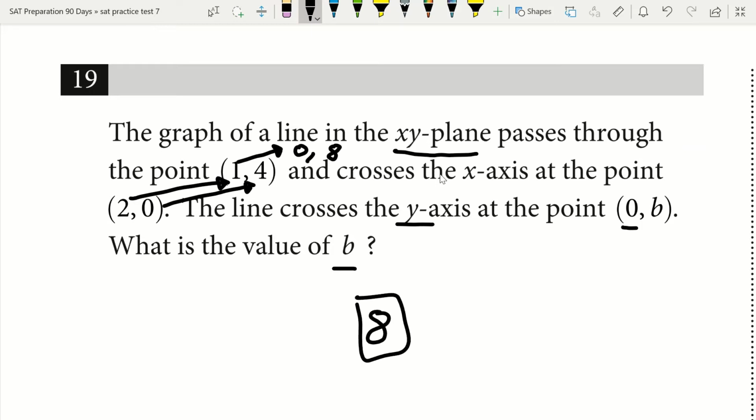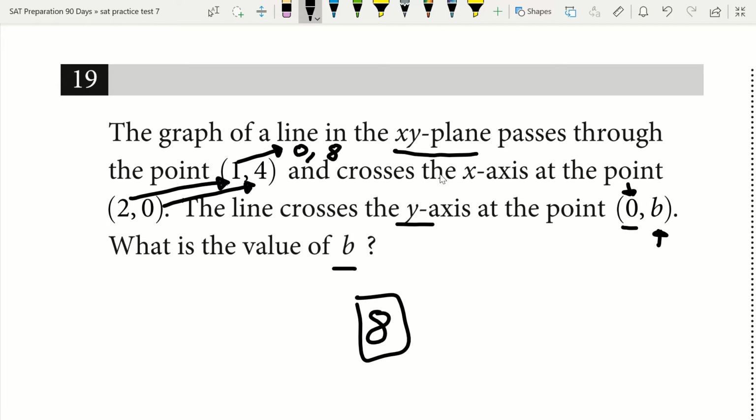Okay, so we see by doing that, we're saving all that time that we would take using these two pairs of points and creating that formula for a line and then plugging in 0 and then solving for b. We save so much time by just recognizing when we go from 2 to 1, we go up by 4, so going from 1 to 0, we're going to go up another 4. 4 plus 4 will give us 8. 8 is our correct answer.